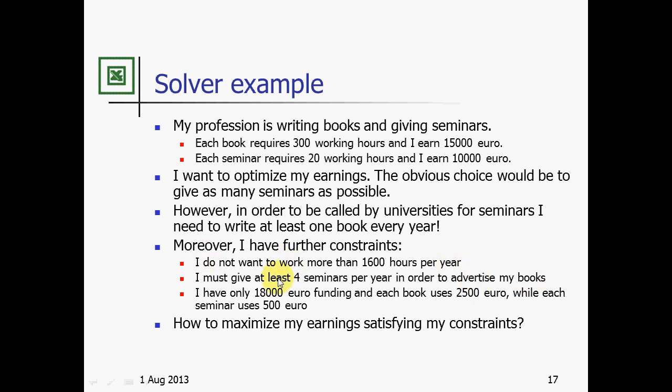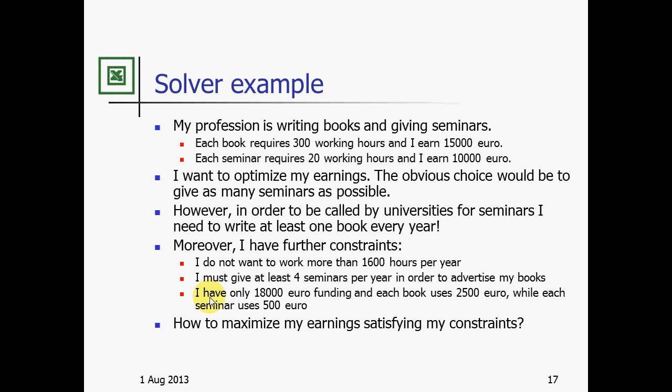Other constraints, well, obviously you don't have an unlimited amount of working time. Let's fix it in 1,600 hours per week. Moreover, each seminar that you give and each book that you write costs you some money, for which you have some separate fundings. Suppose you have 18,000 euro fundings, and each book uses 2,500 euro, and each seminar 500 euro. So you will have to respect also this constraint here. So you have 4 constraints: this one, this one, this one, and this one. And you would like to maximize your earnings, satisfying your constraints.